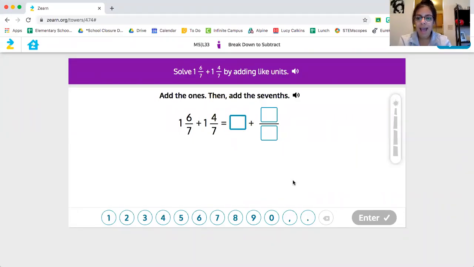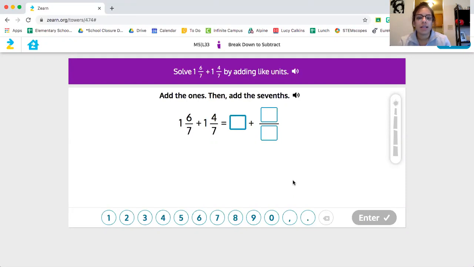Hey guys, I'm going to take a minute and go through some of the Tower of Power with you for lesson 33 in Zearn. So this is the end of topic lesson that really consolidates all of your learning. So I wanted to go over it with you guys on what that looks like so you can get a better understanding of what it means to be successful in this lesson. So we're breaking down to subtract.